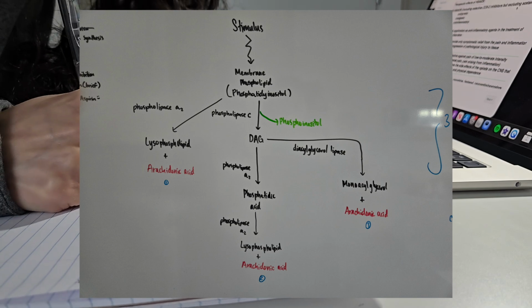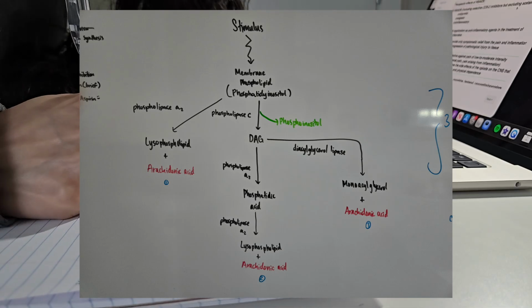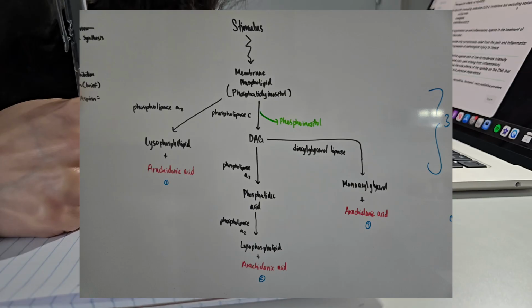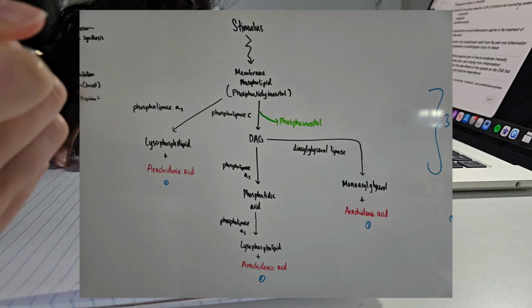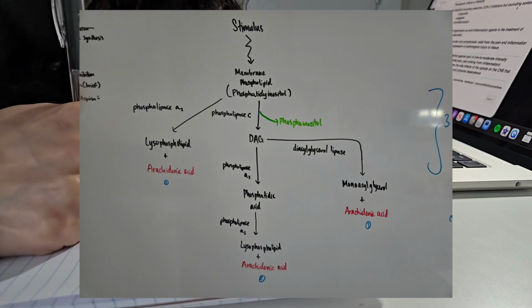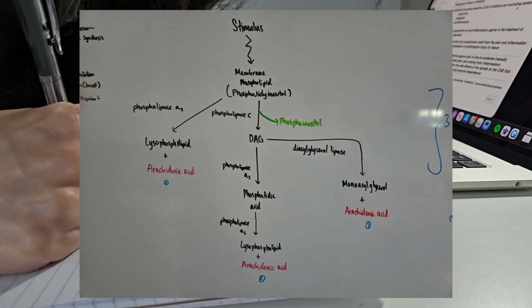So phosphatidylinositol, the first method that I have, it's really hard to see the number, but I have number 1 there. It's cleaved by phospholipase A2. Phospholipase A2 is an enzyme that releases fatty acids. So you'll end up with lysophospholipid and arachidonic acid. So that's the first way to make arachidonic acid.